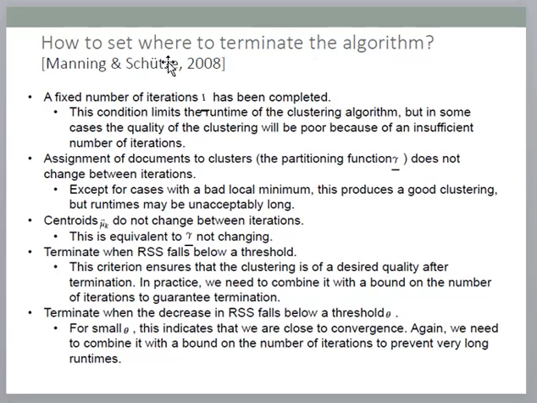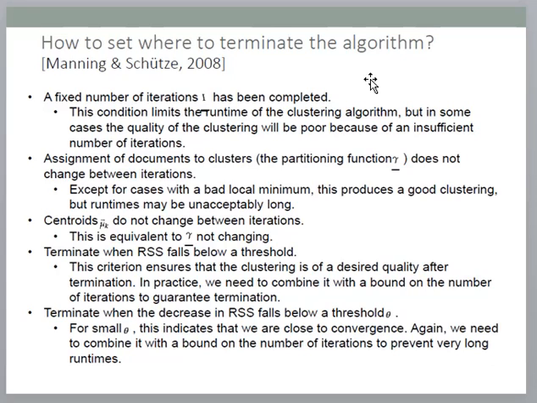So number one thing which we can do is that we can have a fixed number of iterations. For example, we terminate when a fixed number of iterations has been completed. So number one stopping criterion is that we can assign a counter to our iterations, and we can set this as my maximum number of iterations, and when my algorithm reaches this maximum iteration point, I will terminate the loop. This condition limits the runtime of the clustering algorithm, but in some cases the quality of the clustering will be poor because of an insufficient number of iterations.